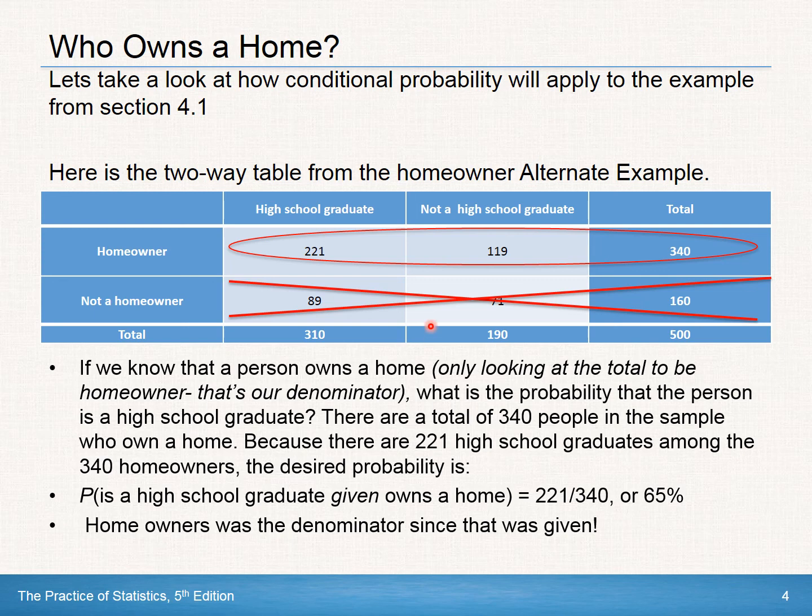Okay, so the key to conditional probability is just understanding what you're given. That becomes the denominator. In symbols, it would look like the probability of G given H: the probability that they graduated from high school given that they were a homeowner.